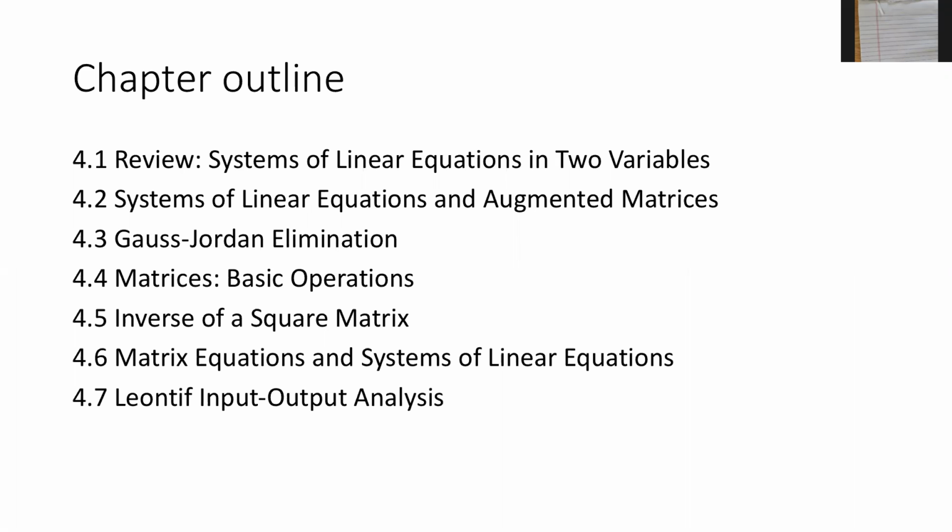4.1 is review of systems of linear equations in two variables. I think that's one you guys will remember from 1400 or previous classes you might have taken. 4.2 is going to be systems of linear equations and augmented matrices. So that's where we're going to take those systems of linear equations and we're going to throw them into matrices. And then 4.3 with Gauss-Jordan elimination, which is awesome, a wonderful way to use matrices to solve systems of equations. And then 4.4 will be matrices.